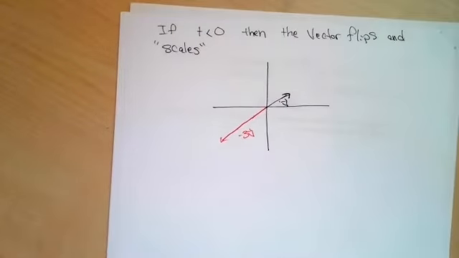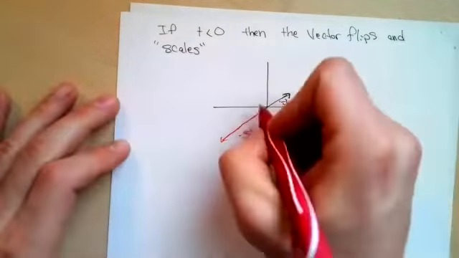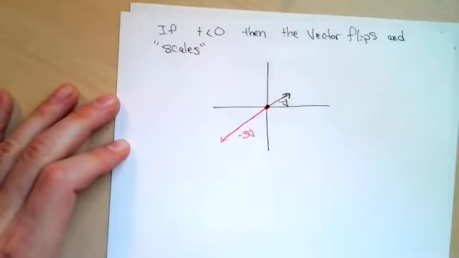Is the -3v, is that only the red, or is it the whole length again? Just red. So all of our vectors are starting at the origin.